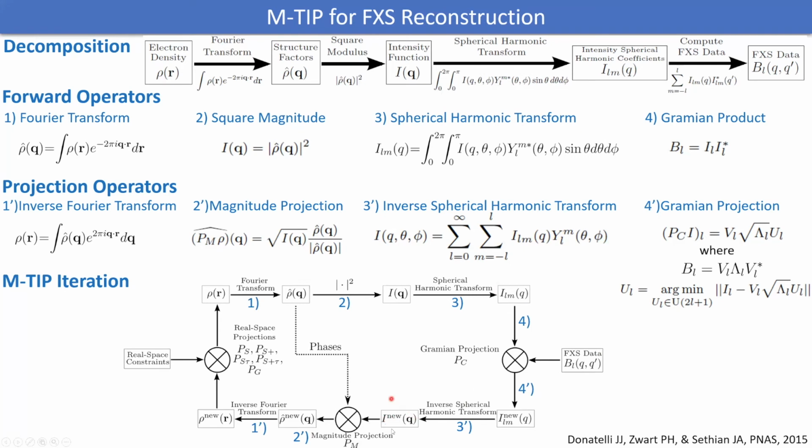We then take those projected spherical harmonic coefficients and do an inverse spherical harmonic transform to get a new intensity function, and then a magnitude projection, which uses the previous Fourier transform rho hat values to get a new Fourier transform, and then we invert that to get a new density in real space. And then we apply whatever real space projections we want to enforce things like a support, positivity, symmetry, and so forth, through either the ER, HIO, or whatever other iterative scheme you want. That takes you back to the beginning of the loop, and you just iterate over this until convergence.